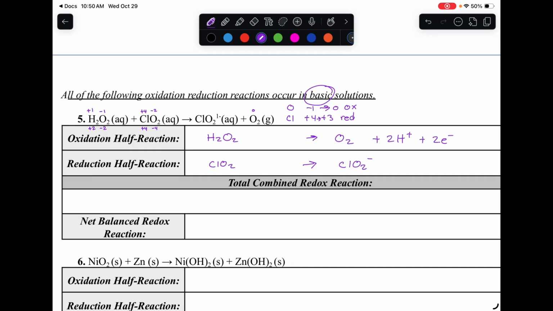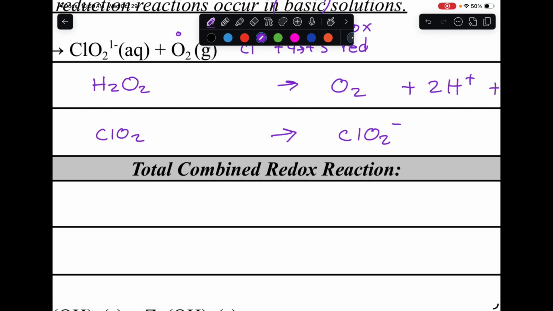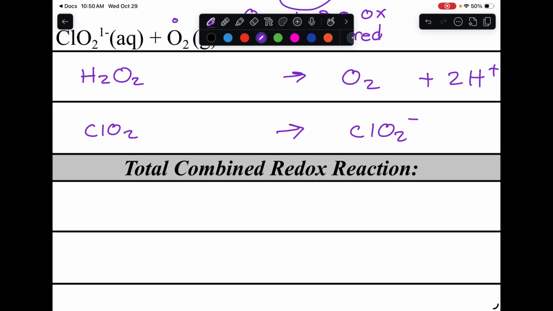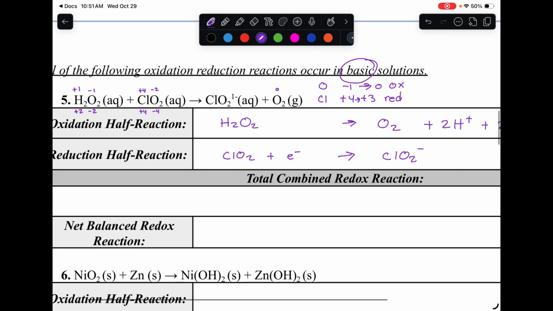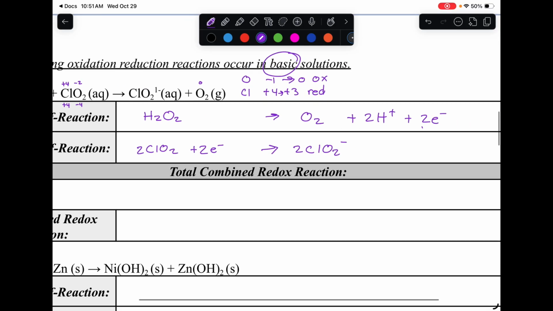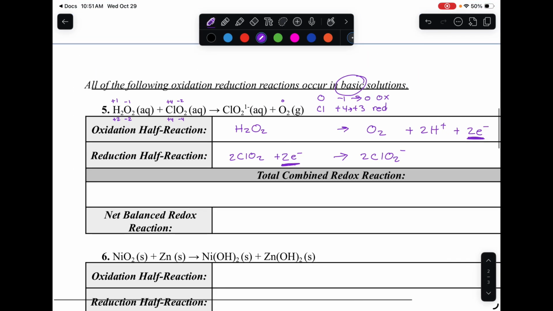For the reduction half, chlorines are already balanced, and then in order to balance oxygens, we need to add water, but oxygens are already balanced. We have 2 on each side here, and we don't have any hydrogens. That one is easy as well. We just have to add 1 electron to balance the charges, which then means this reduction half needs to be multiplied by 2. In fact, let's just do that right here. 2, 2, and 2. That is so that the electrons here in the oxidation half and in the reduction half both get to cancel.